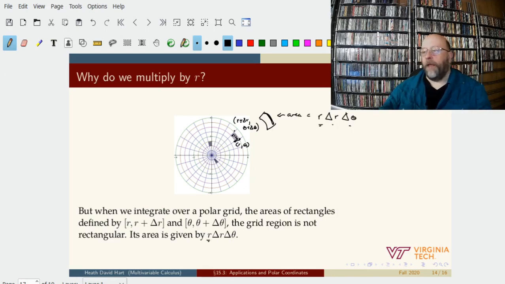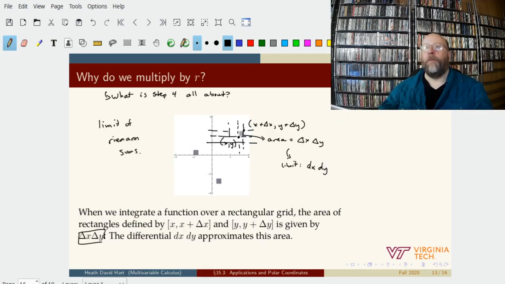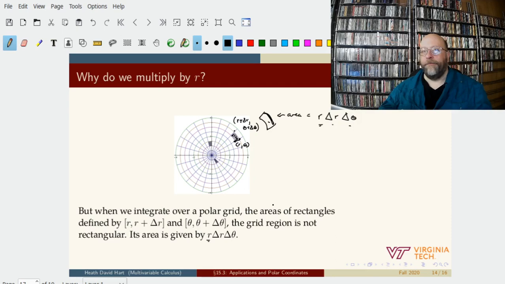And it's just one of those things you memorize. You have to multiply by r in polar coordinates because this shape has a different area formula than a rectangle. Okay? And you don't have to go down and solve the Riemann sum every time. You just know that as a result of doing the Riemann sum, there's an extra r in the formula.